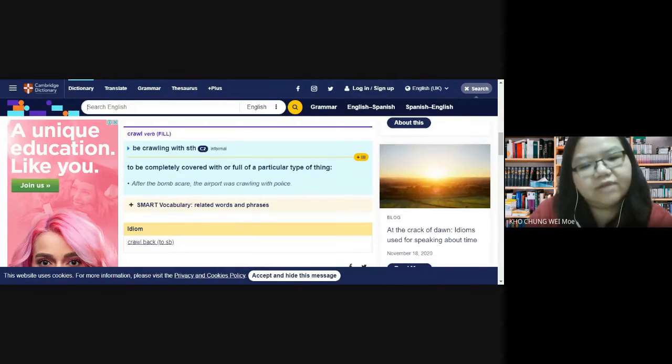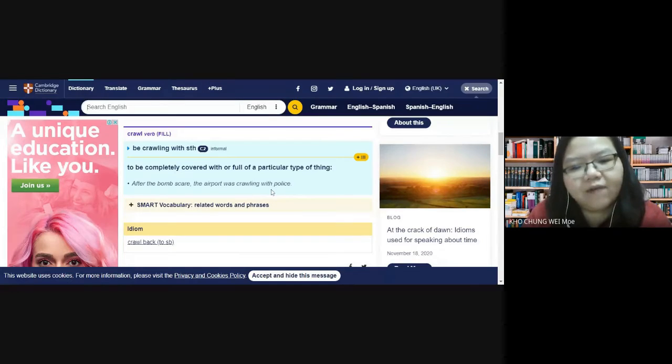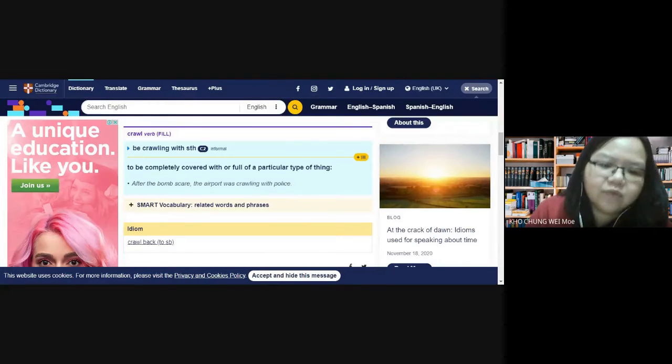So, after the bomb scare, the airport was crawling with police. Like in your case, the mobile phone was crawling with germs. It means that the mobile phone was completely covered with germs or is full of germs. Okay? So this is a phrasal verb. It's very hard to tell you why the preposition is "with" and not something else, apart from telling you that it is a phrasal verb.